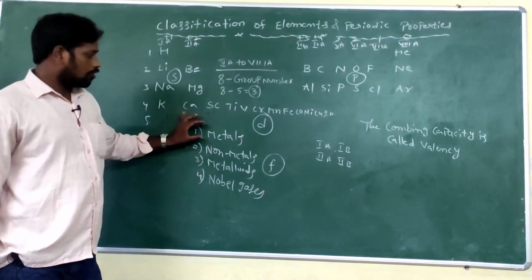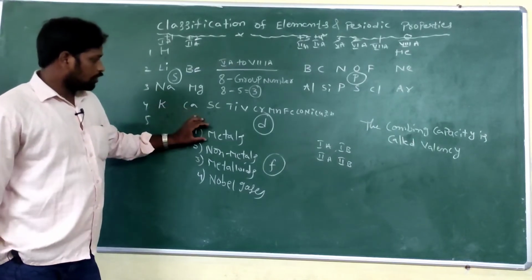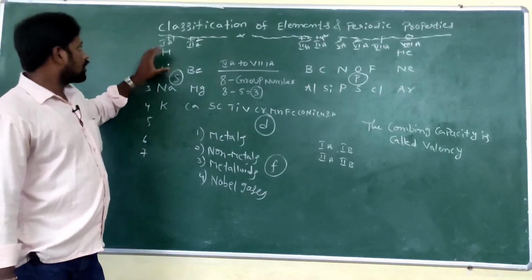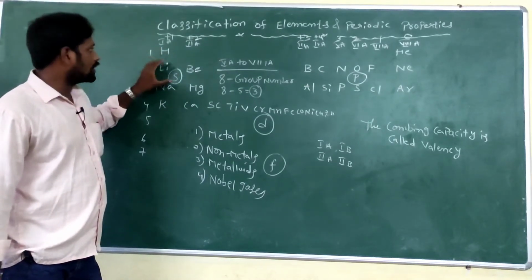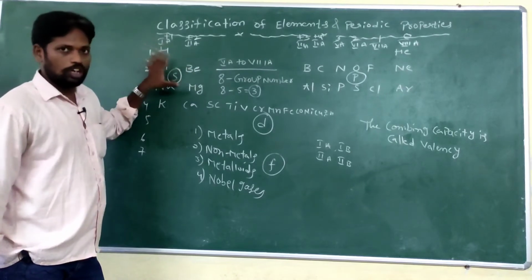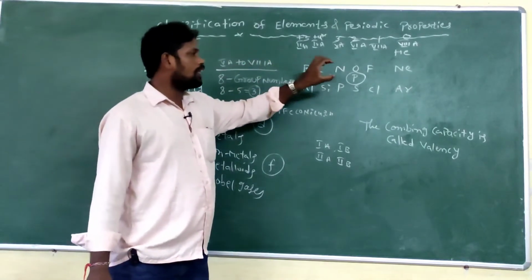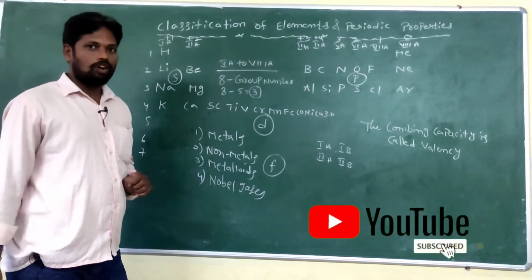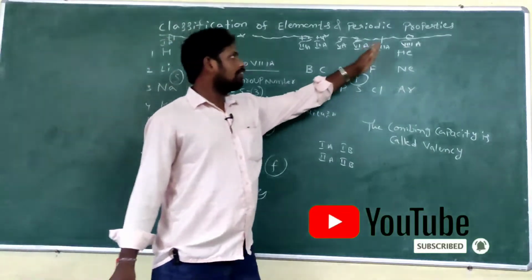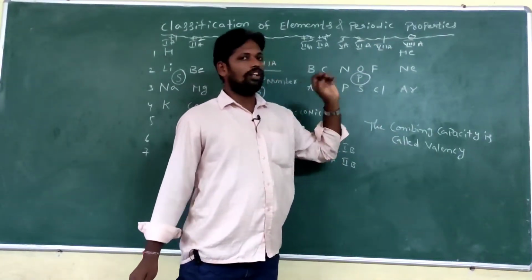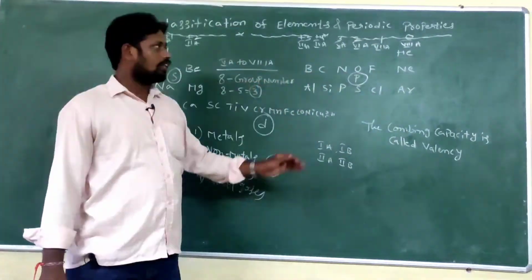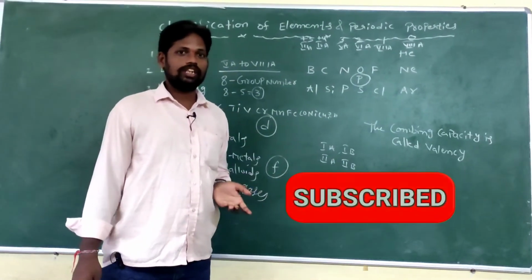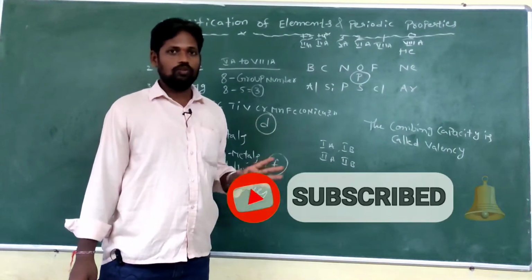Okay, in which place are the metals present in the periodic table? On the left side of the periodic table, the S block elements are purely metals, and the P and D block elements contain non-metals and metalloids. And the 8th group elements are all noble gases. The 8th group elements are called noble gases. Another name is inert gases, or 0 group elements.